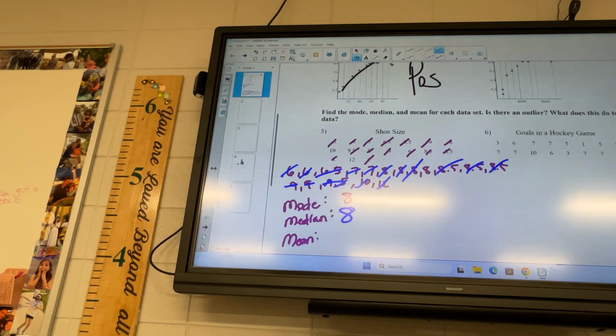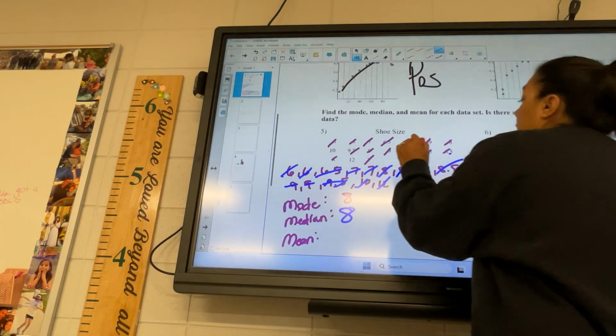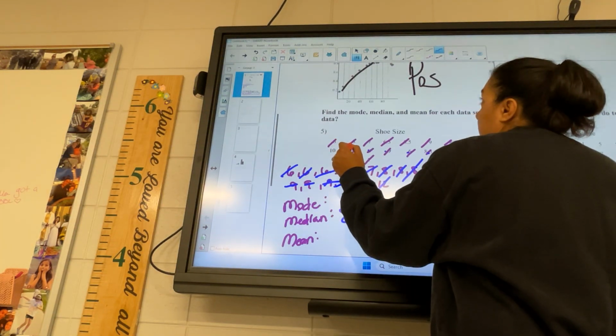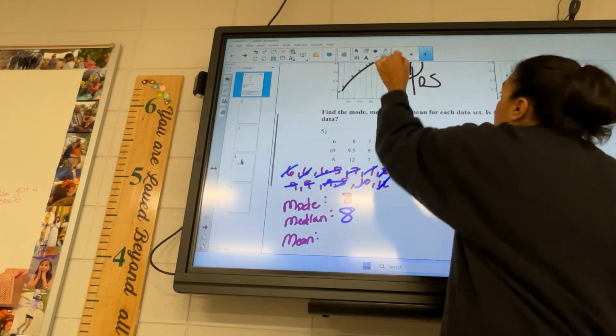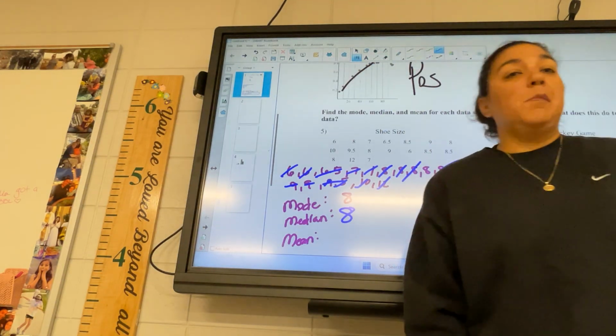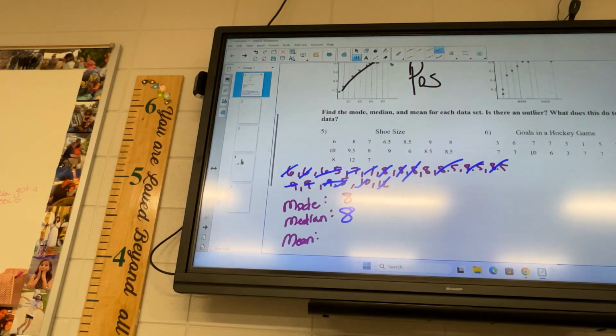Okay, the mean, we're going to go through and add up all the shoe sizes, and then we're going to divide by the number of shoe sizes, which is 17. So you're going to add all those up and then divide by 17. We'll add them all up, hit equals, and then take that number and divide by 17. Okay, if you get a fraction, which you probably will, turn it to a decimal. 7.7.